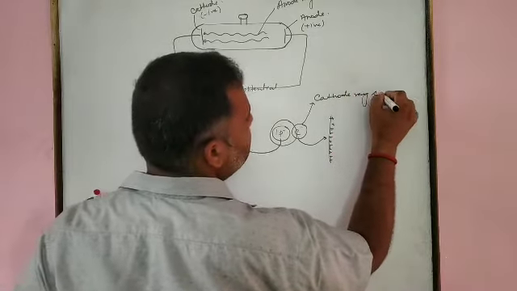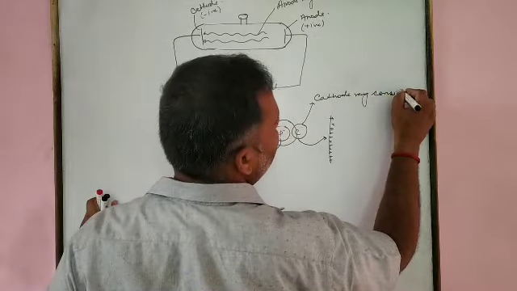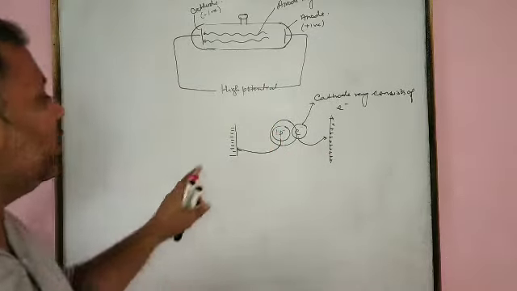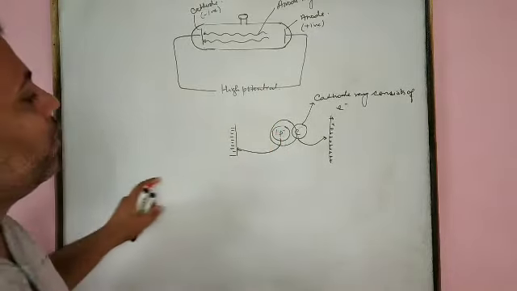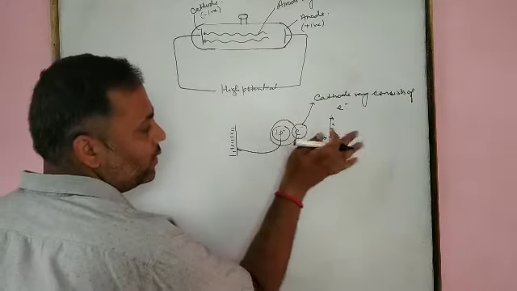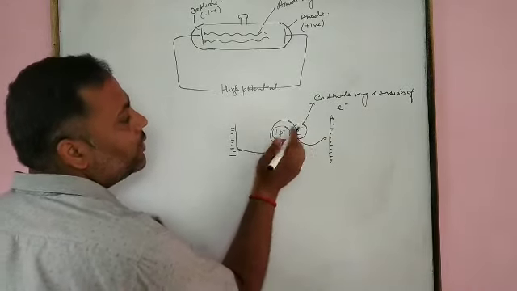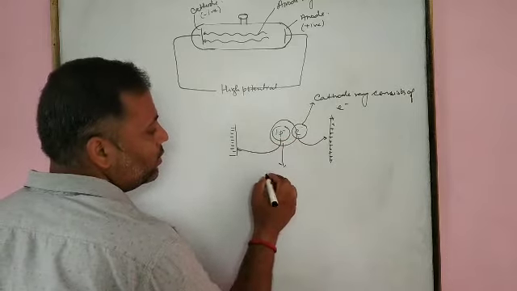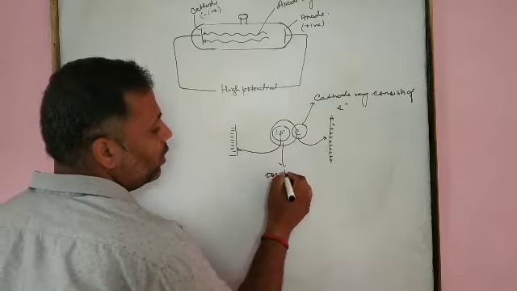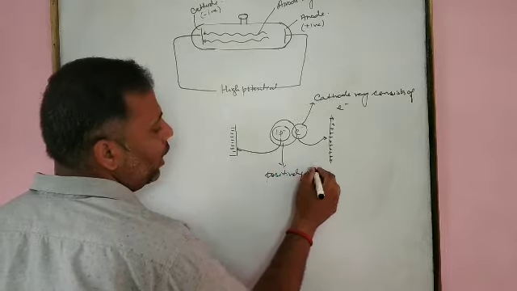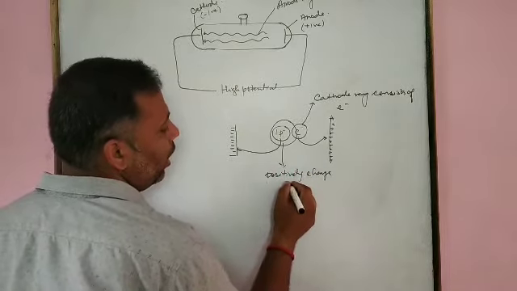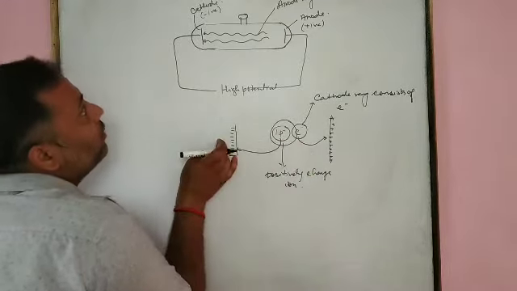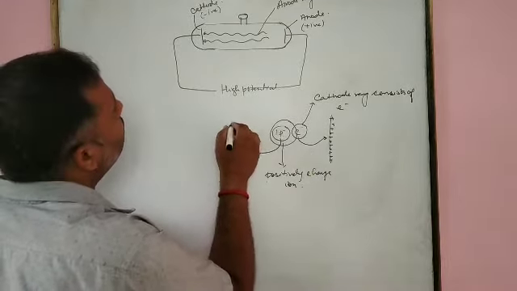Cathode ray consists of electrons. When these electrons are ejected, the gas becomes positively charged, and this positively charged ion is attracted by the cathode plate.